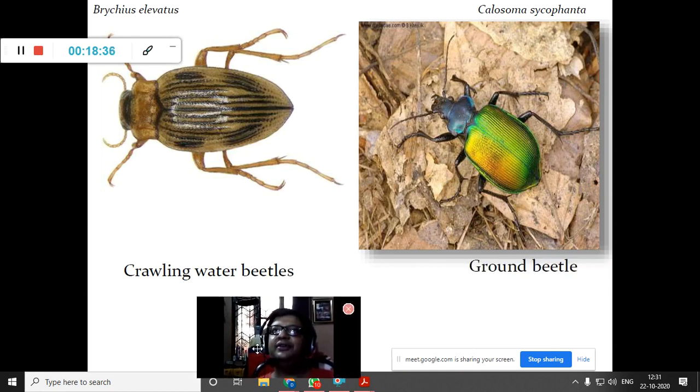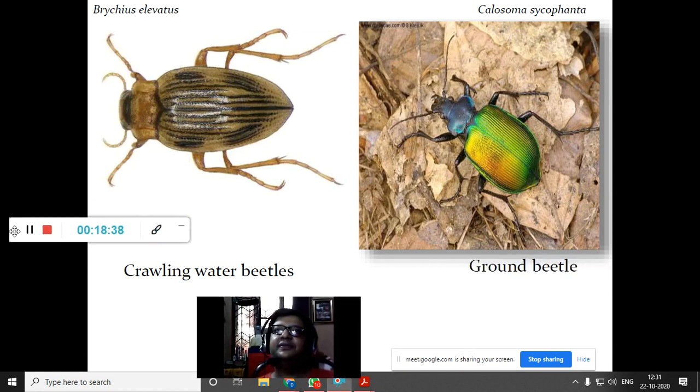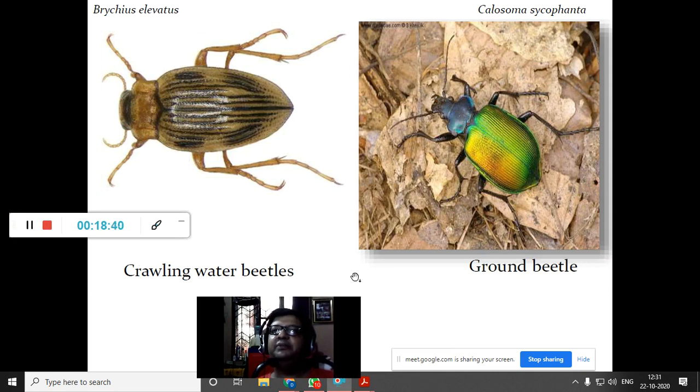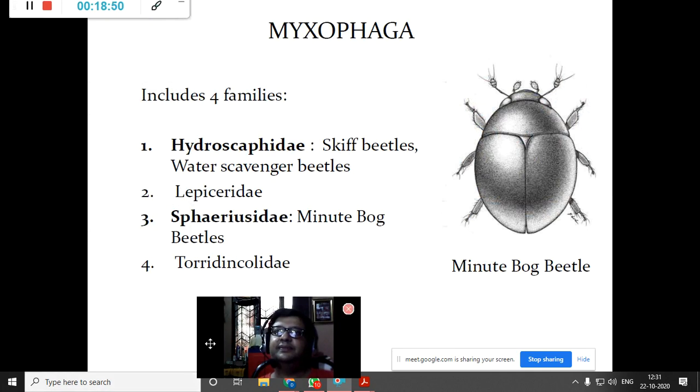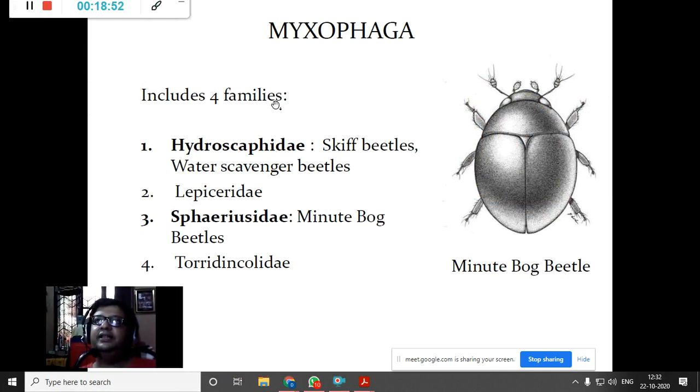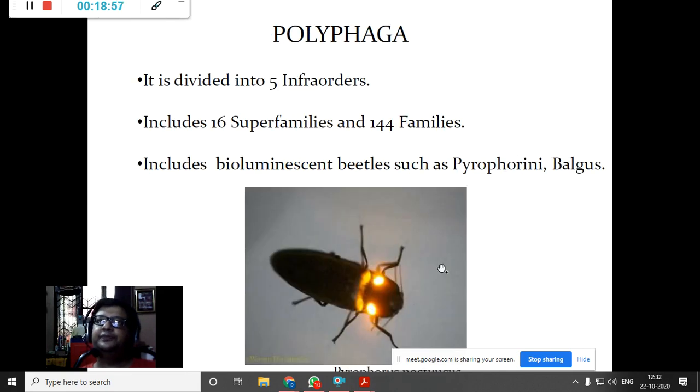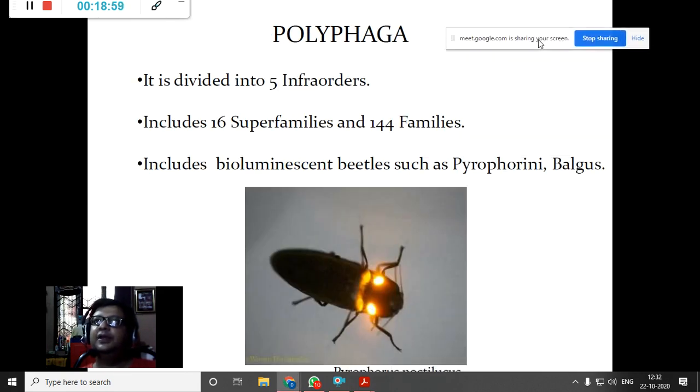Then you have the crawling water beetles, the ground beetles. They look beautiful. Then the Myxophaga has the minute bog beetle. Then you have the Polyphaga. Important among them is this beetle.